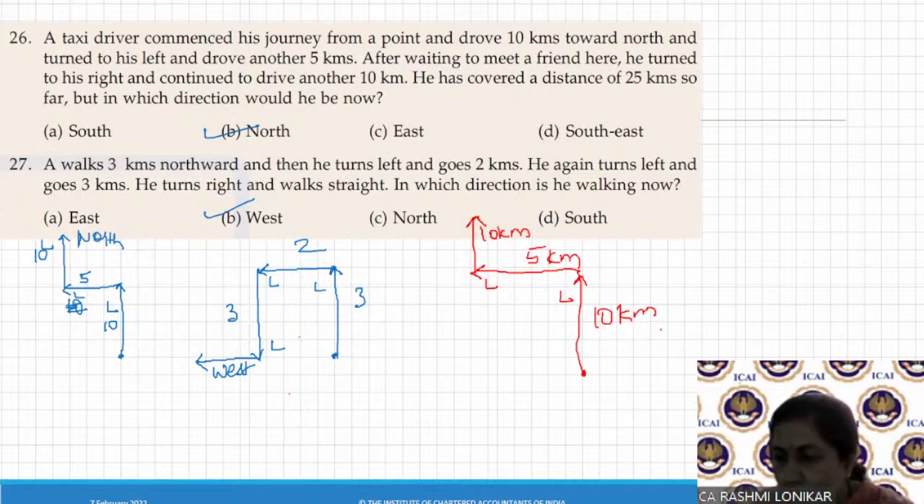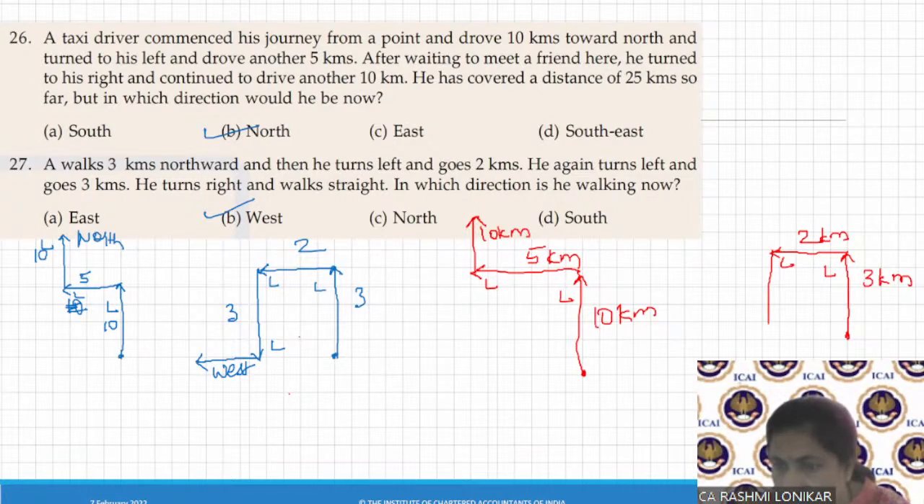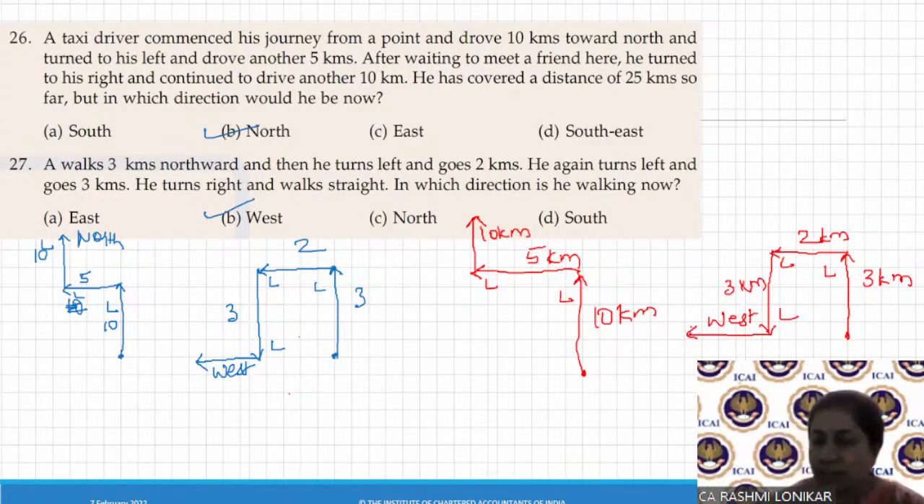27. A walks 3 kilometers northward, and then he turns left. So this is his left. He turns left and goes 2 kilometers. He again turns left, so he is again here. This is his left. He goes left and goes 3 kilometers. Now he turns right and walks straight. Which direction is this? This is the west.